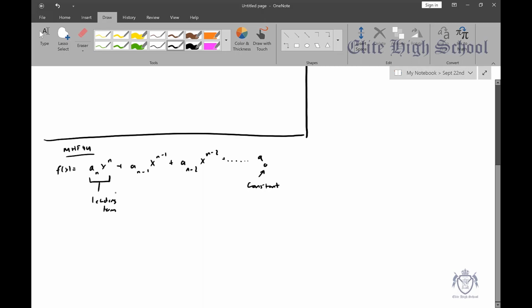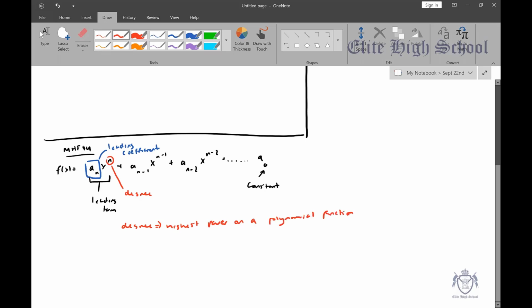The leading term has two things that we need to consider here. We need to consider this portion here, which is the coefficient. It's called the leading coefficient. We also need to consider this power here, and this is called your degree. And the degree is the highest power on a polynomial function.